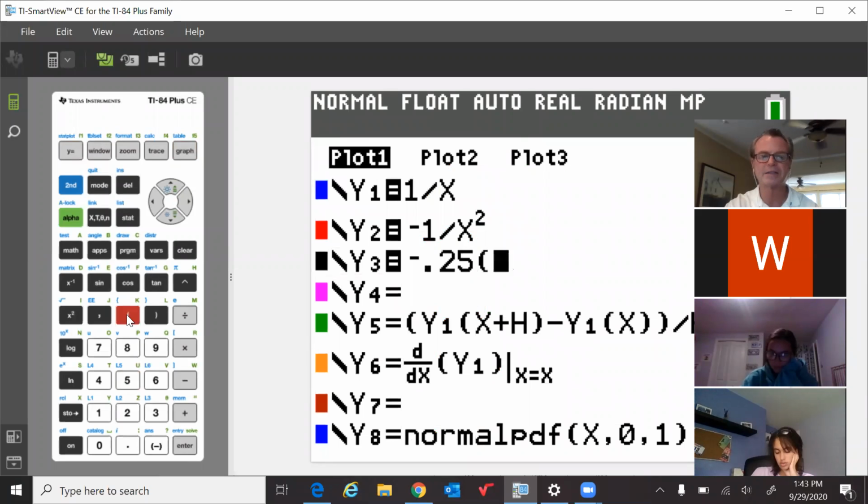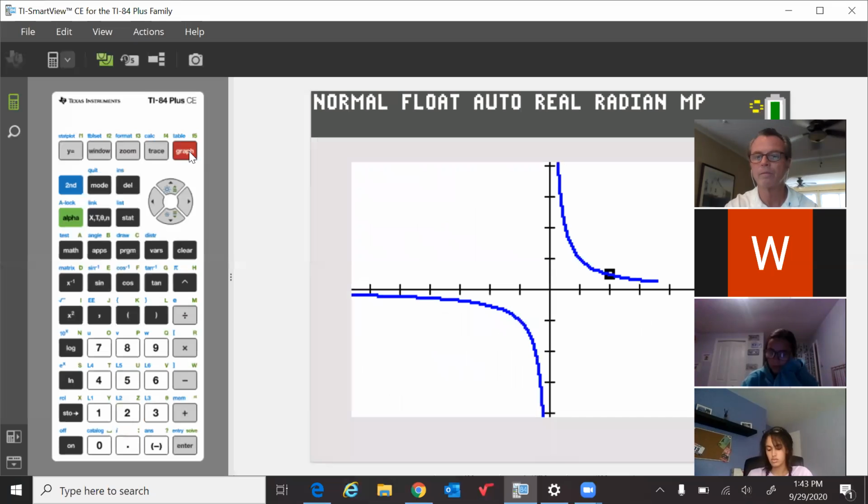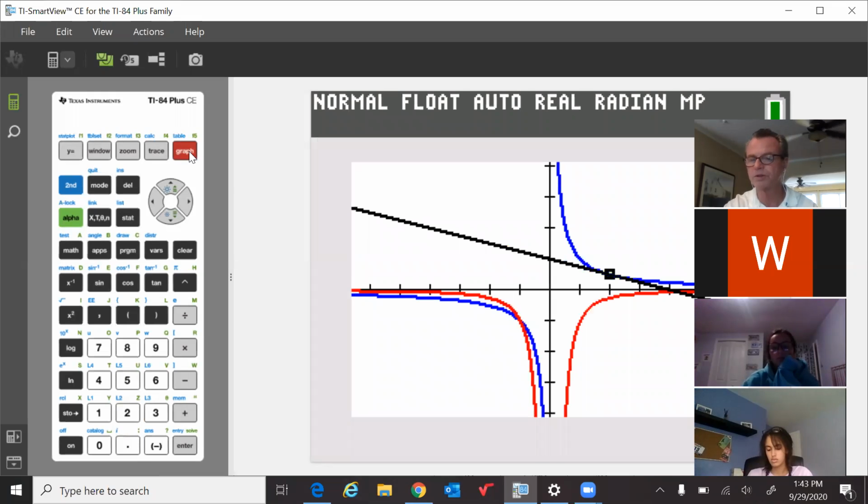What are we doing with x? X subtract the input, 2, we're sliding it 2 to the right, plus the height, which we said was 0.5. You put 2 in the function. If I put 2 in y1, I get 1/2. Here comes the tangent line, the black tangent line.